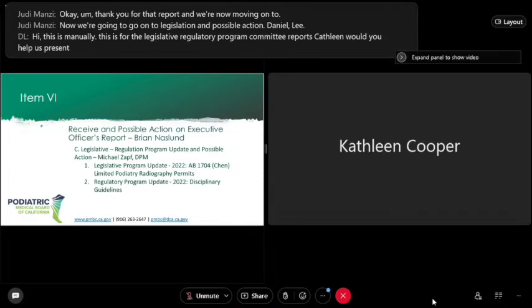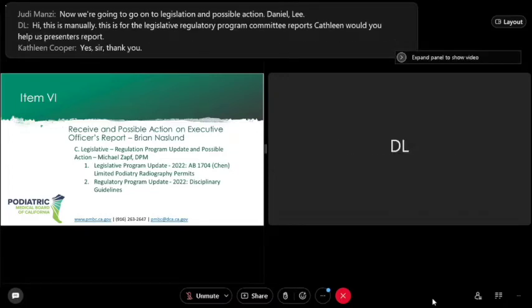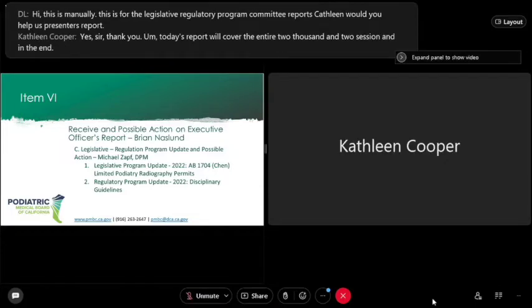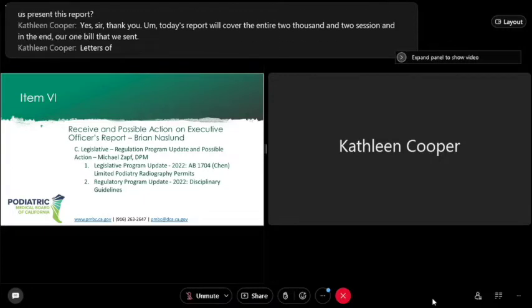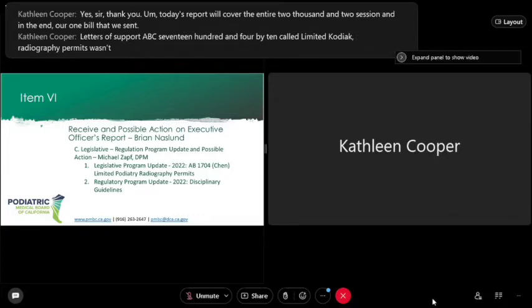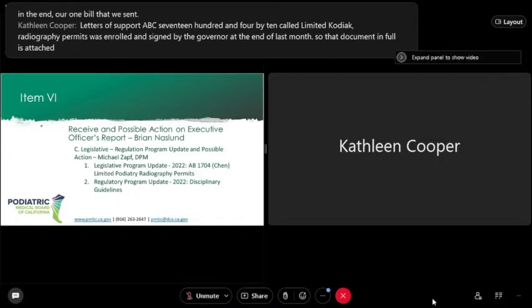Yes, Dr. Lee, thank you. Today's report will cover the entire 2002 session, and in the end, our one bill that we sent letters of support, AB 1704 by Chen, called Limited Podiatric Radiography Permits, was enrolled and signed by the governor at the end of last month. So that document in full is attached, as well as the analysis from the end of August, and as well as our letter of support.